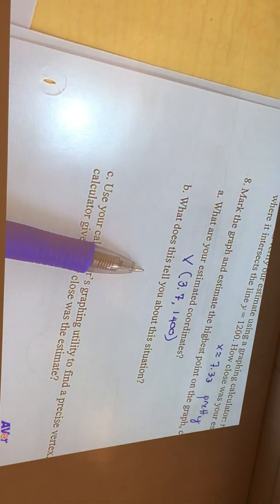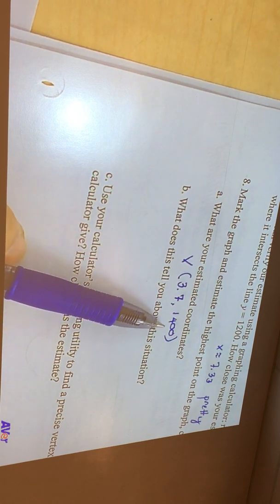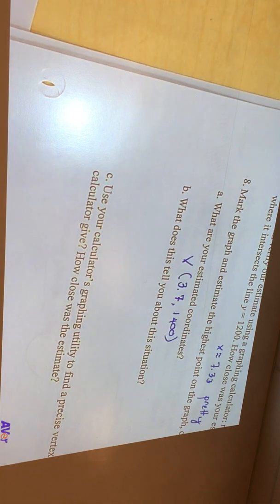Now, what does that tell us? That if you increase it by $3.70, you make the most money. You get 1,400. Very good. Okay.